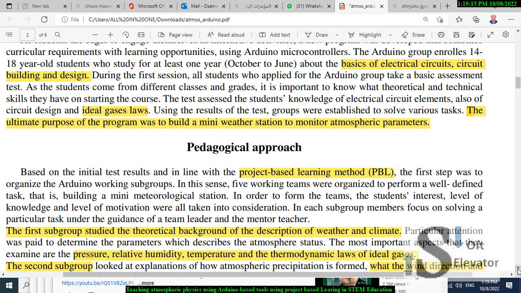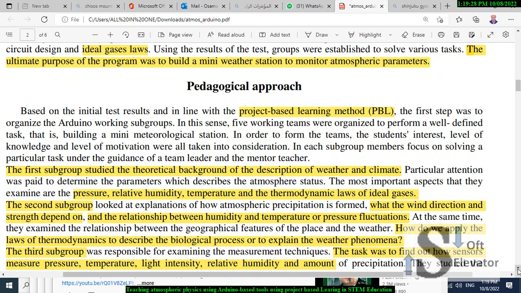The first step was to organize the Arduino working subgroups. The first subgroup studied the theoretical background of the description of the weather and climate, and the parameters such as pressure, relative humidity, temperature, and the thermodynamic laws of ideal gases.